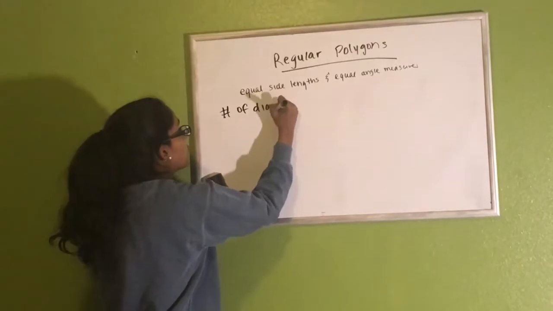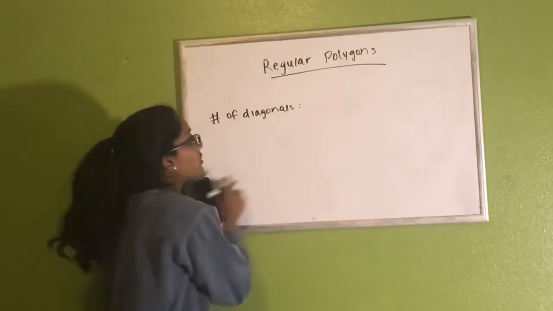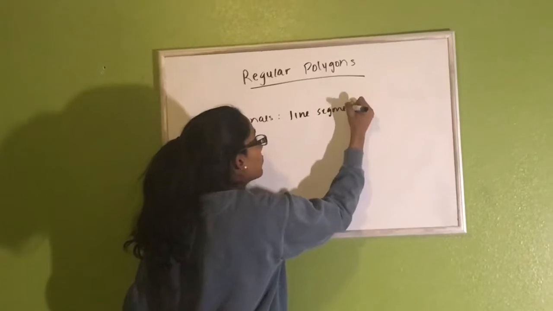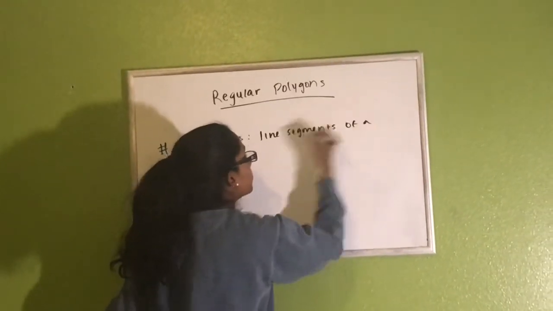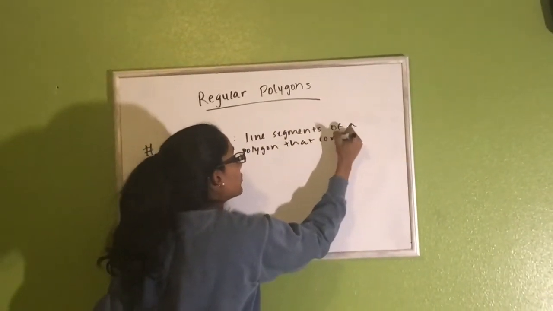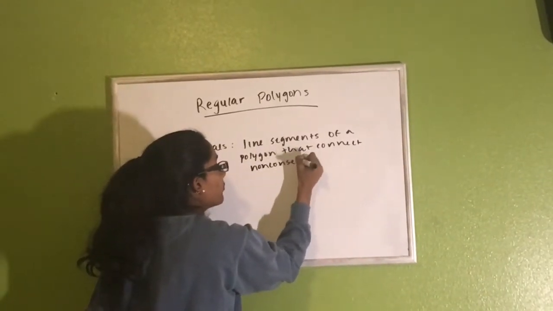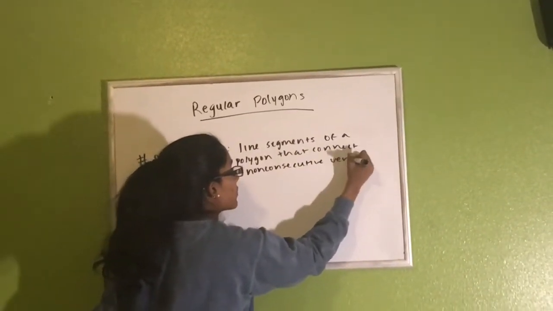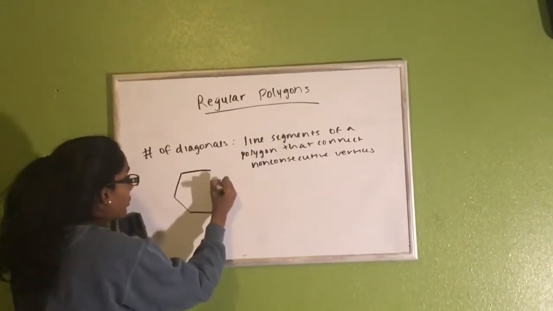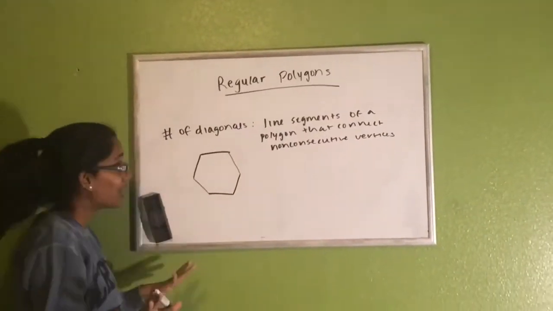So what are diagonals? Diagonals are line segments of a polygon that connect non-consecutive vertices. So pretty much, if I were to draw a hexagon, we're going to pretend that looks regular because my artistic skills in drawing these shapes might not be accurate.